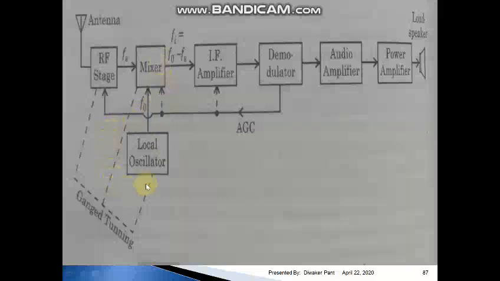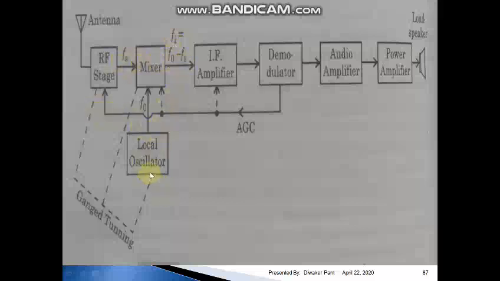The frequency of this local oscillator is selected in such a way that the output of the mixer is an intermediate frequency, which must be equal to Fo minus Fs. In some cases it is also Fo plus Fs, when we are selecting the frequency on the higher side, but for the sake of simplicity we are taking the intermediate frequency here as Fo minus Fs. I am repeating once again: the frequency of this local oscillator is selected in such a way that the output of the mixer, which is Fi, is equal to Fo minus Fs.